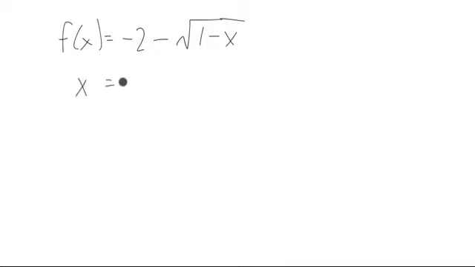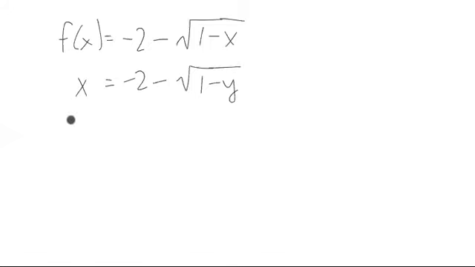Let's take a look at another example of finding an inverse function. Let's suppose that we have f of x is equal to negative 2 minus square root of 1 minus x. Okay, let's find the inverse function. So we swap our x's and y's, thinking of this as y. So we swap them. And we solve for y.